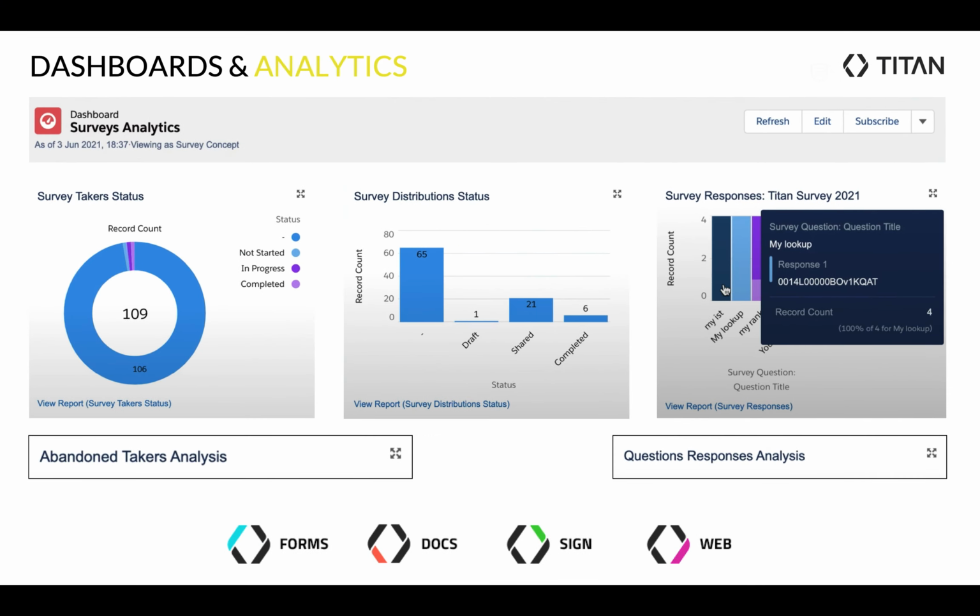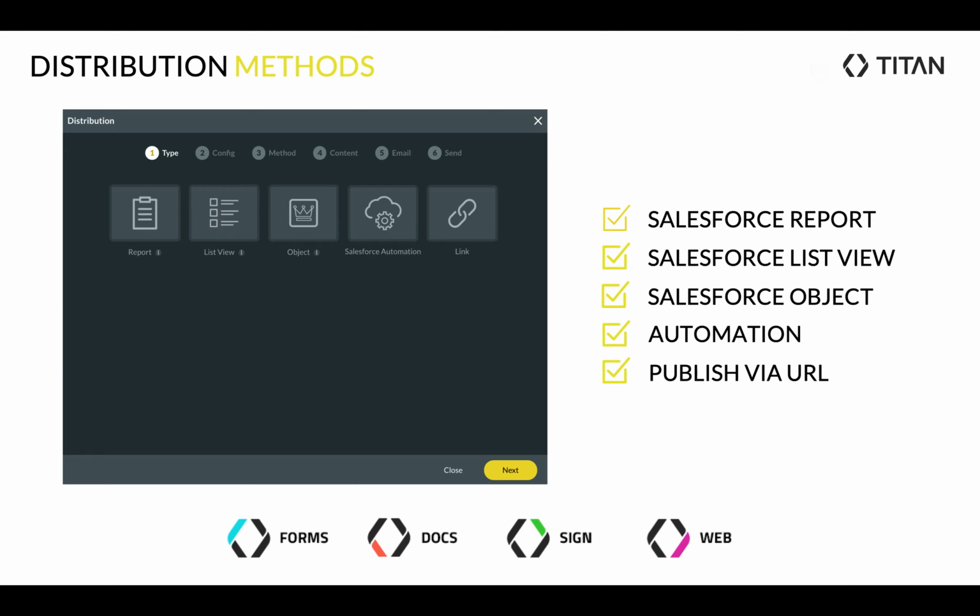So, speaking of distribution methods, which ones do we have available? Well, you can send the survey using a Salesforce report. You can have as many entities in there you can send it. Same for the list view. You can use Salesforce object, any objects. You can use Apex, Process Builder, Flow for automation. You can also publish it via URL if you'd like.